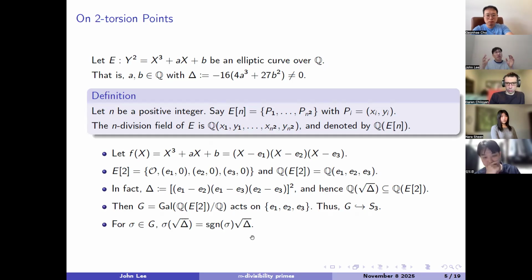But if sigma sends e1 to e2, e2 to e3, and e3 back to e1, then if you apply it to the square root of that number, we are making negation twice, so we get the same number. So the sign is again positive, and also it fixes the square root of delta. Okay, so that's a list of observations that might come in handy to understand the two torsion points.